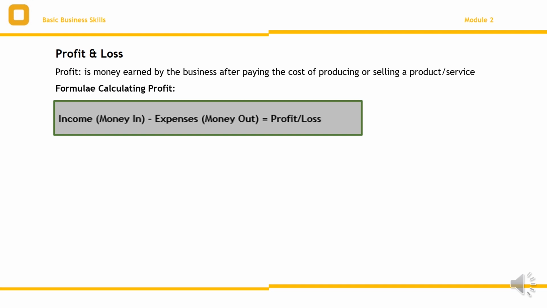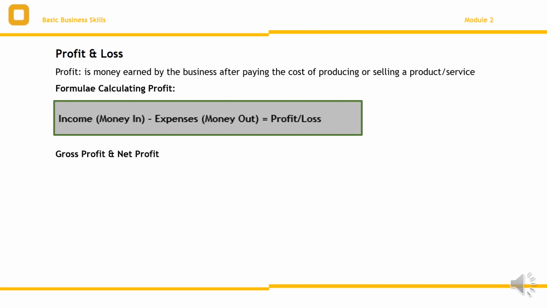So if your income is bigger than your expenses, then you're operating at what we call a profit. But if your expenses exceed or are greater than your income, then your business is operating at a loss. It means that you are not generating enough money to be able to cover or to pay your expenses.